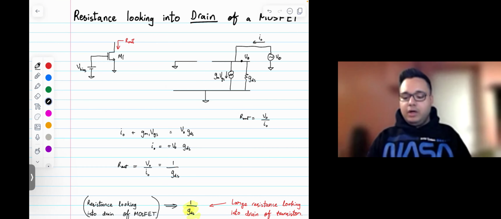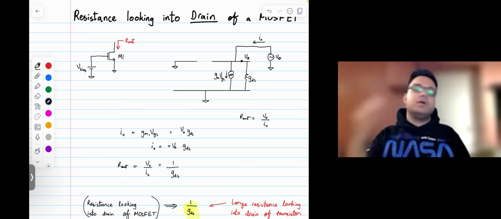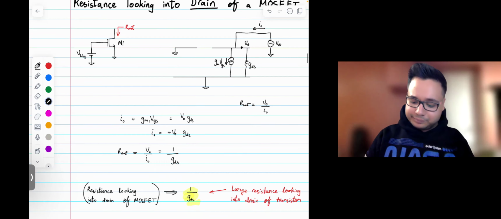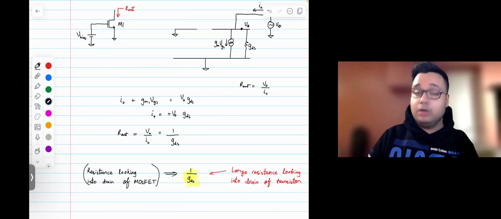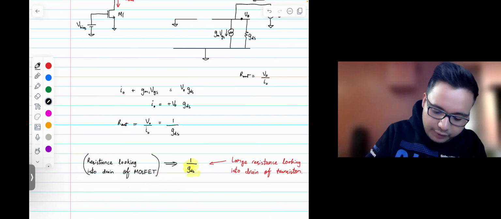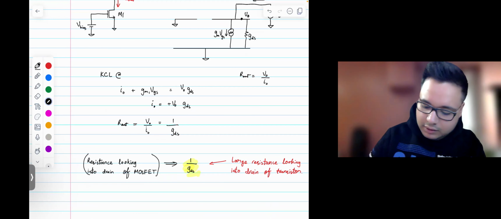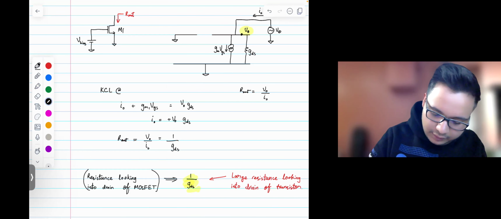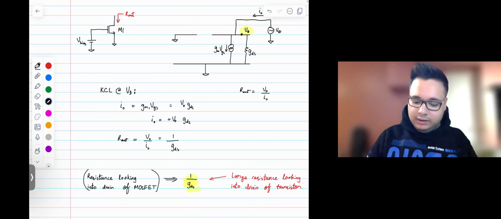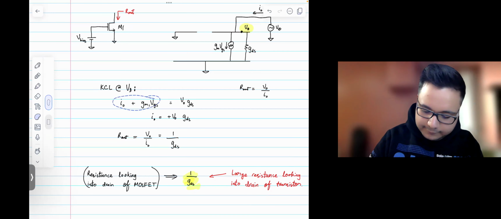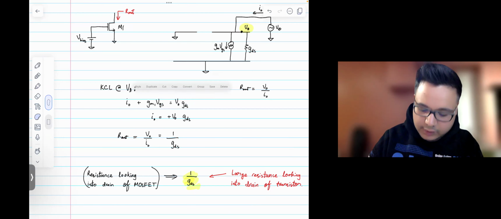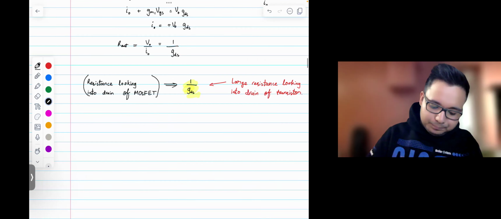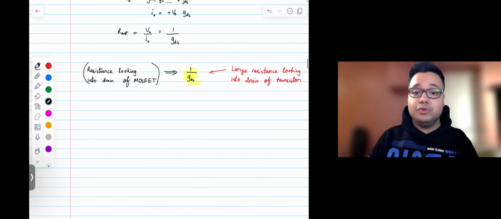So I've called it V naught and I naught for the test voltage and current source. You can call it whatever. You can call it V test and I test, or V naught and I naught. It doesn't matter. But the R out in this case is going to be V naught over I naught. Okay. So if we write KCL at VD, which is this node, then KCL at VD is going to be this equation over here. Just tidy it up a little bit, and you'll find out that R out is equal to 1 over GDS. Now, that's the resistance looking into the drain of the MOSFET.